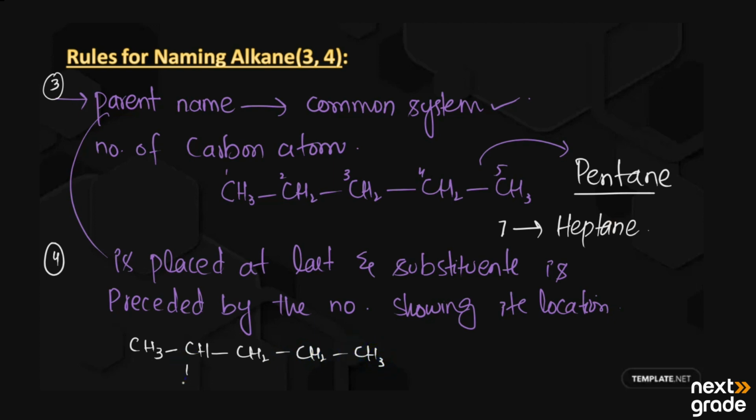CH3 CH CH2 CH2 and CH3, and here we have the substituent and the numbering was 1 2 3 4 5. Here we have this branch as CH3. Now this CH3 is present on the carbon number 2, so its name will be 2. The group is methyl, and the parent chain is having 5 carbon atoms, so its name will be 2-methylpentane.